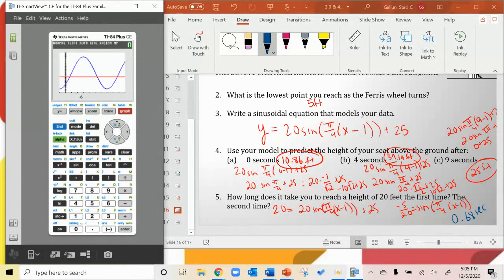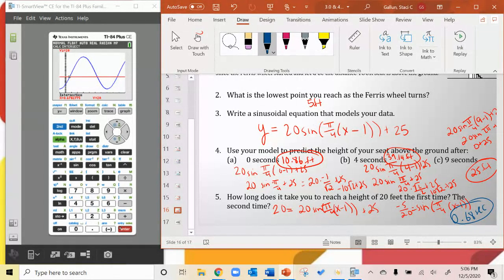There we go. So where will you reach 20 the first time? That's going to be right there. So let's go ahead and trace it. 0.678. Perfect, right? Very neat.